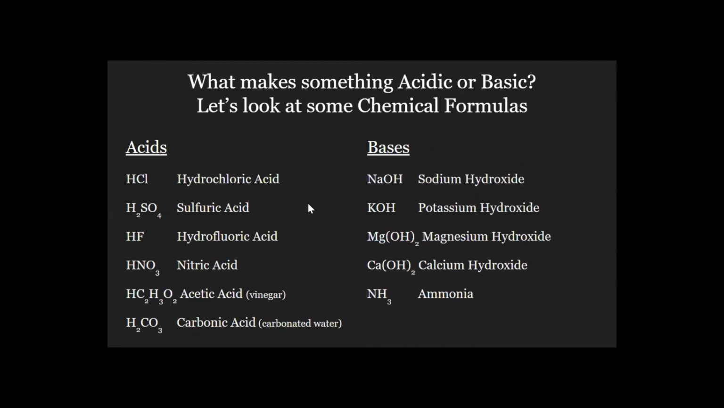So let's look at what makes something acidic or basic. If we look at the chemical formulas of some common acids and bases, especially the strong acids and bases, we get an idea of what makes a base. And I'd like you to look at this list. We've got hydrochloric acid, HCl, sulfuric acid, H2SO4, hydrofluoric acid, HF, nitric acid, HNO3, acetic acid, HC2H3O2, that's vinegar, carbonic acid, that's what carbonated water has in it, that's what makes it acidic, that's H2CO3.